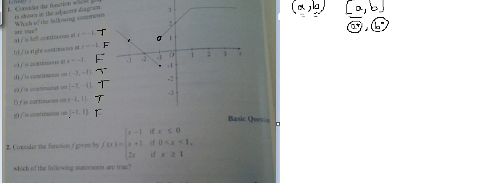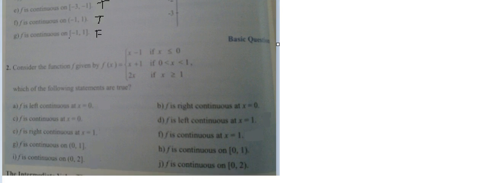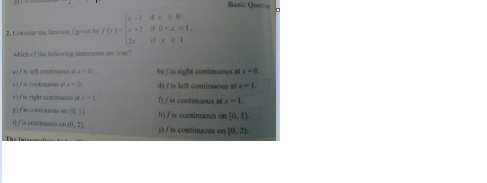Now, the second one is the same, but we don't have a graph. We can check directly from the function without its graph. Is f left continuous at x equal 0? At x equal 0, left continuous means we look at 0 minus.